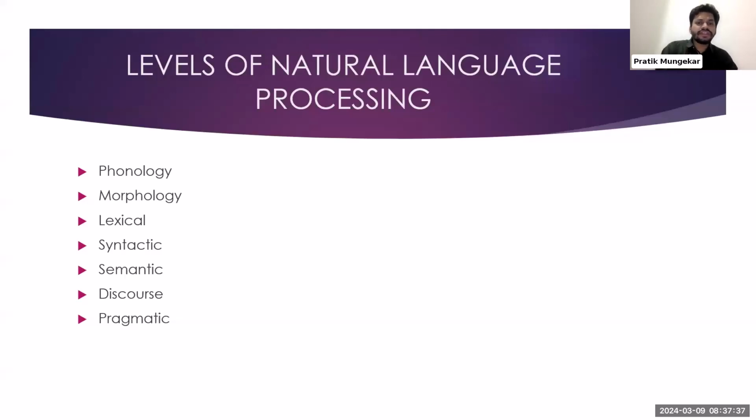So the first one is phonology. This level deals with the interpretation of speech sounds within and across words. There are in fact three types of rules used in phonological analysis. The first, phonetic rules for sounds within words. Second, phonemic rules for variations of pronunciation when words are spoken together. And the third one is prosodic rules for fluctuation in stress and intonation across a sentence.